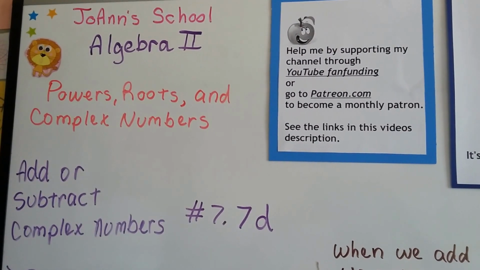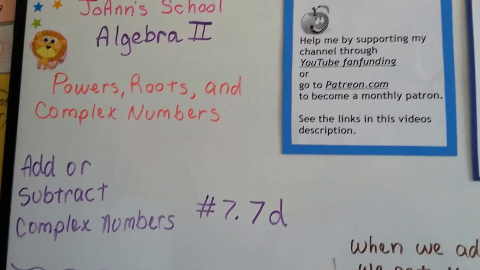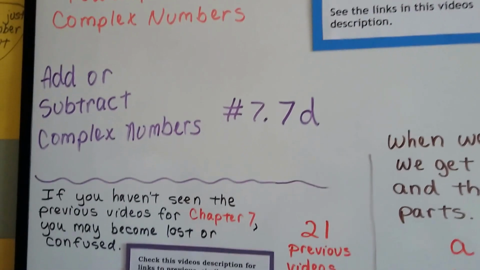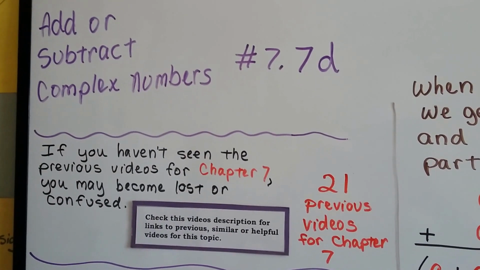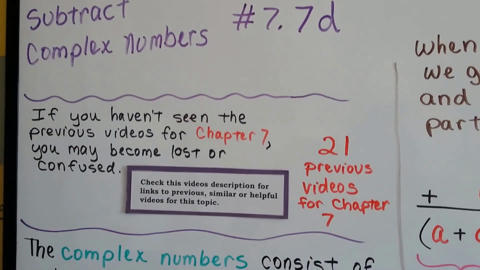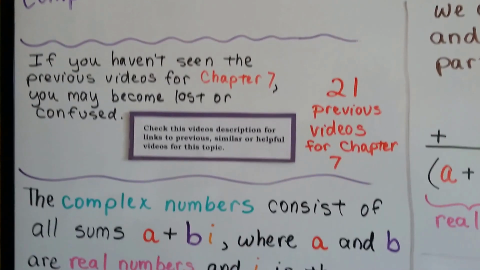Algebra 2 7.7d, add or subtract complex numbers. Now we've got 21 videos for Chapter 7 so far, and 3 of them that were the previous ones before this one are really important if you haven't seen them, and there's links to them in this video's description.